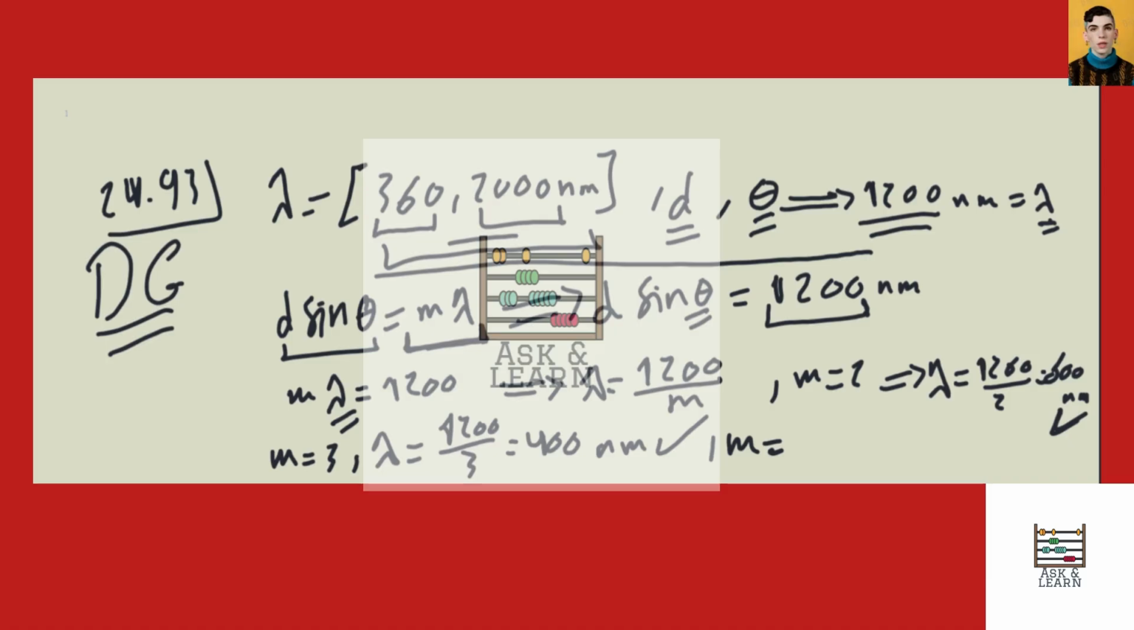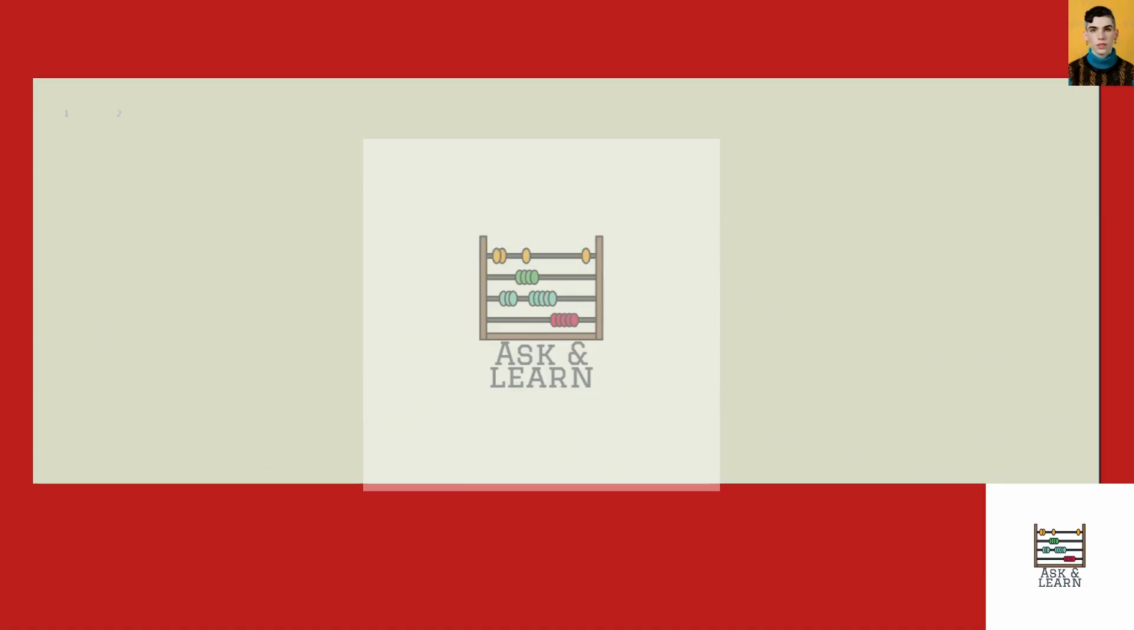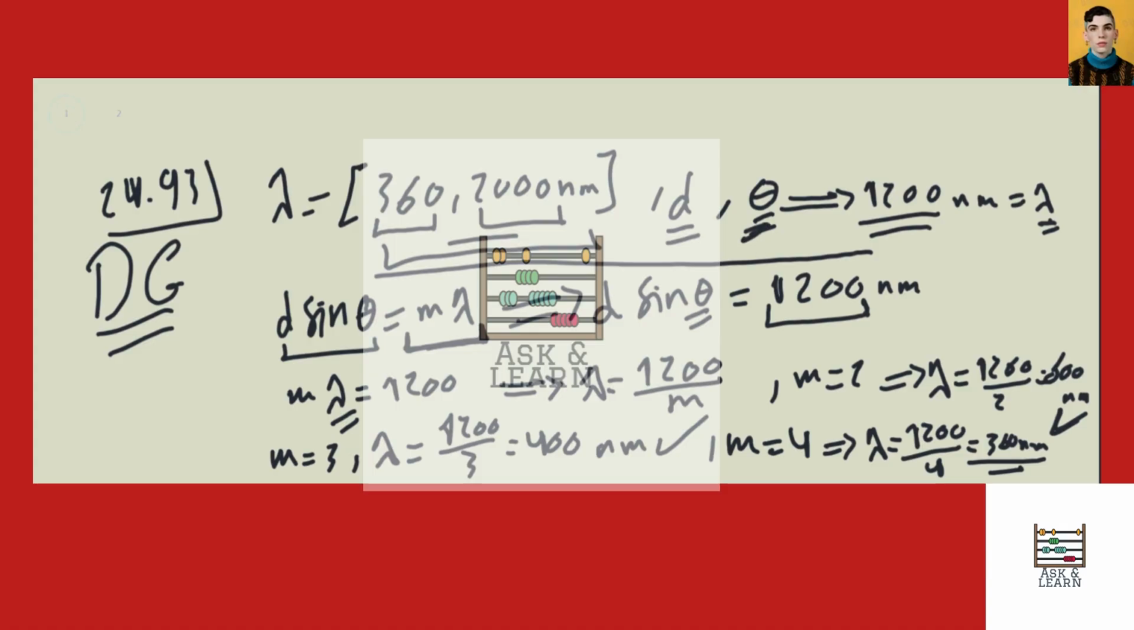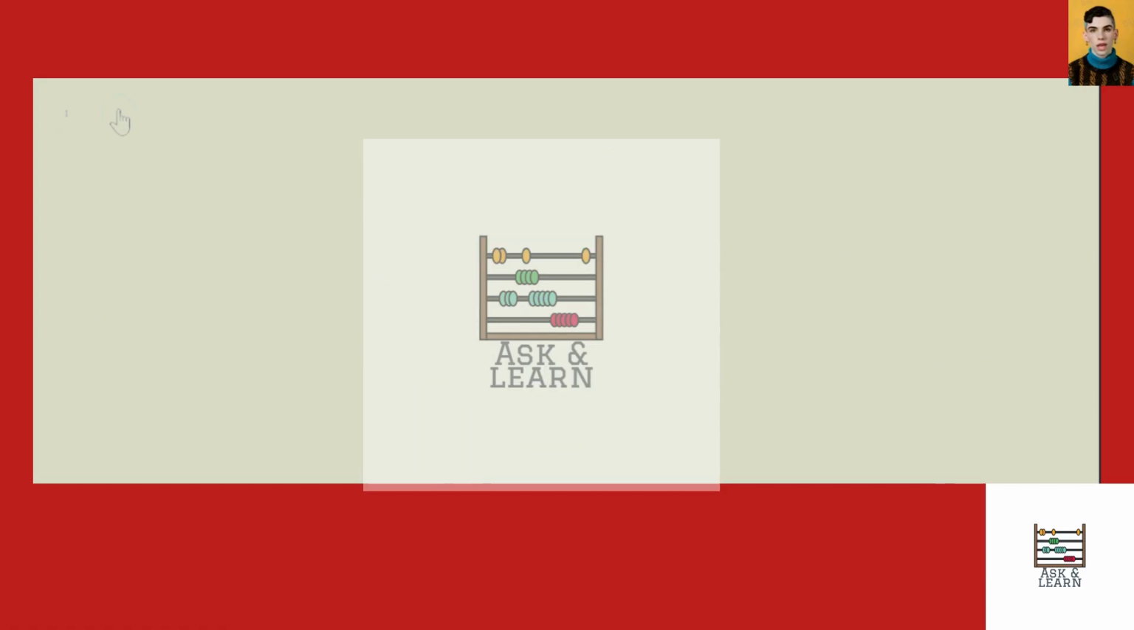Now m equal to 4, lambda will be 1200 over 4, which is 300 nanometers. This one is outside this interval, and any larger value of m will be outside this interval as well. So the other wavelengths that we can observe at the same theta will be just the two wavelengths that we have calculated, which are 600 and 400 nanometers.